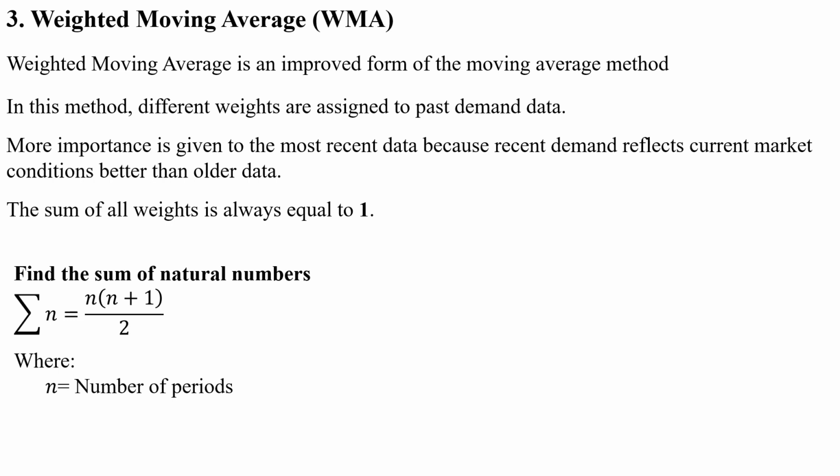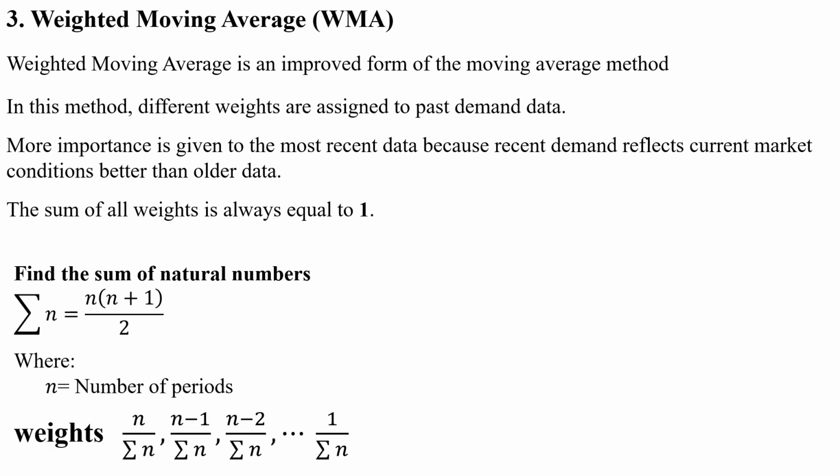So let's see how to assign the weights for the past demand. Let's consider there is a small n number of periods. First you have to find the sum of the n periods, that is the summation of n equals n times (n plus 1) divided by 2. And the weights will become n divided by summation of n, (n minus 1) divided by summation of n, (n minus 2) divided by summation of n, up to 1 divided by summation of n.